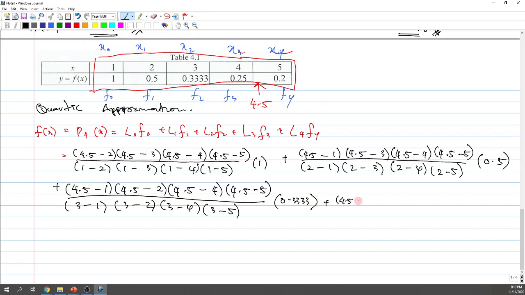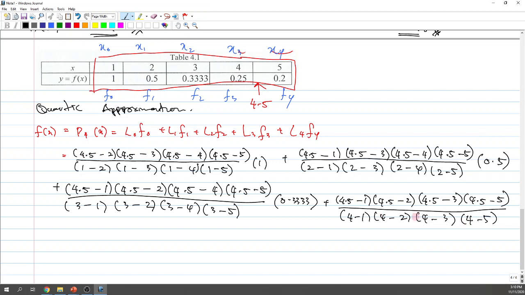So 4.5 minus 1, 4.5 minus 2, 4.5 minus 3, 4.5 minus 5. Then this one is 4 minus 1, 4 minus 2, 4 minus 3, 4 minus 5. None of them is 4 minus 4, so it becomes empty, and when empty it becomes infinity. Okay, 0.25.